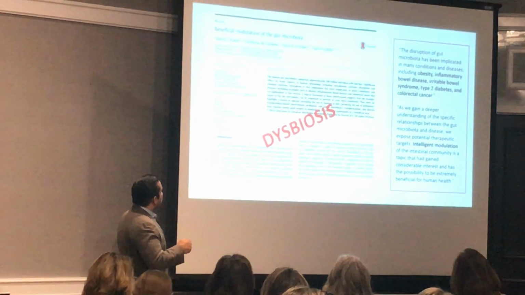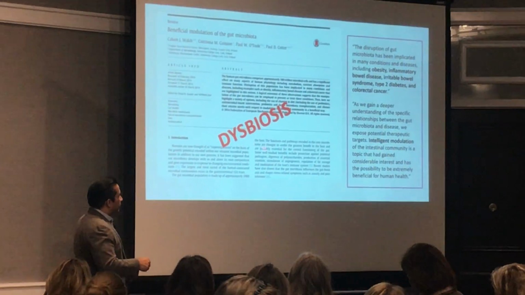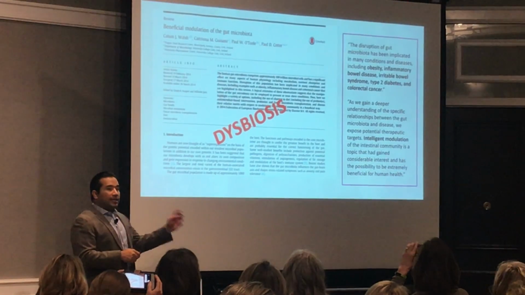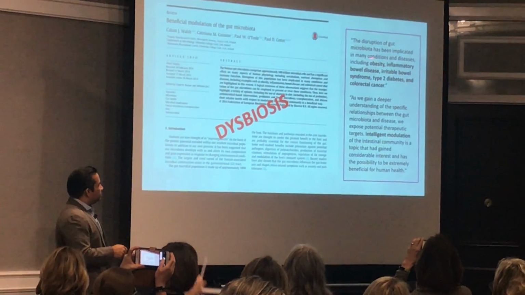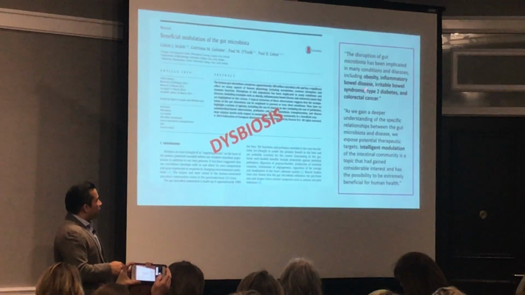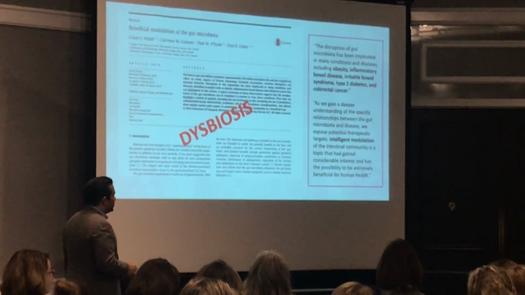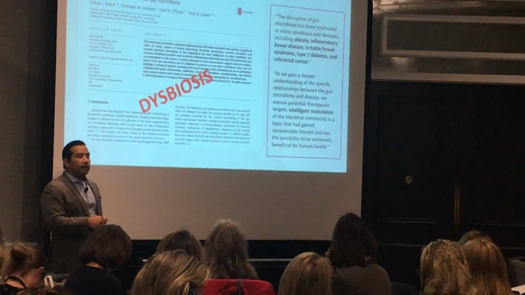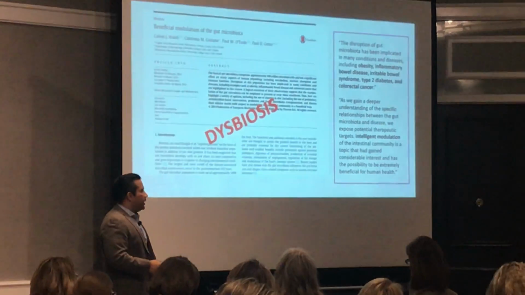But this paper I like because they talk about beneficial modulation of gut microbiota. It all starts with dysbiosis. And they talk about the disruption of the microbiota, so that dysbiotic type of population is implicated in many conditions and diseases, including obesity, inflammatory bowel disease, irritable bowel syndrome, type 2 diabetes, colorectal cancer, which is an example I gave. And they even suggest that a way of intelligently modulating the microbiome to establishing keystone strains, establishing diversity, could be a huge therapeutic benefit.